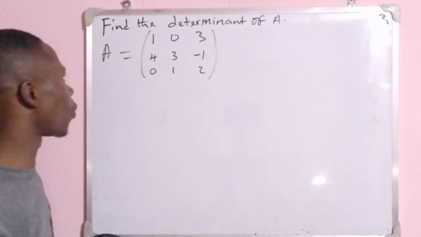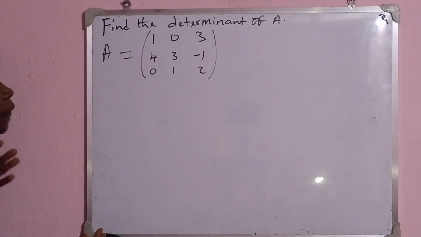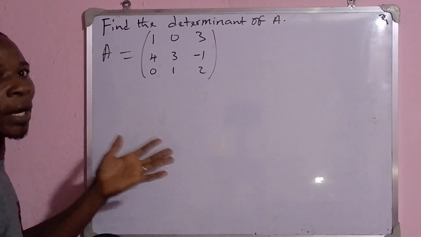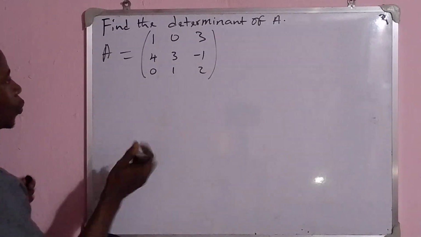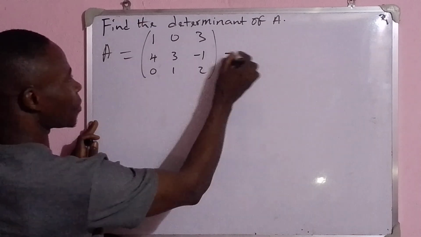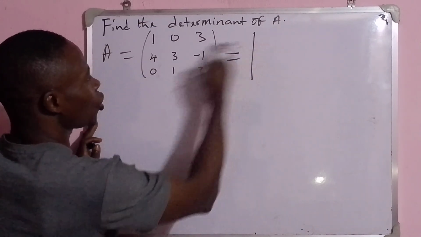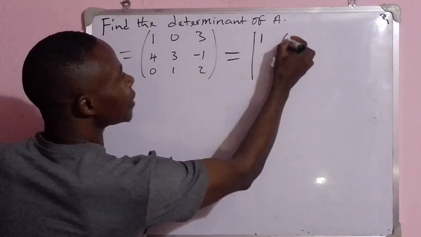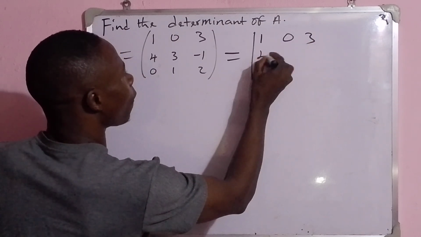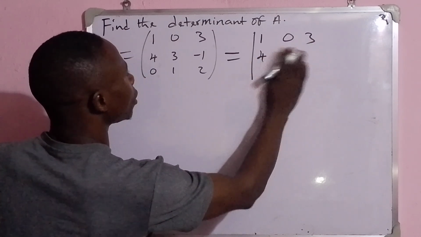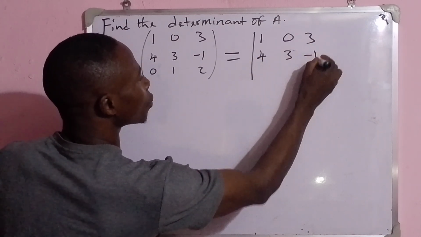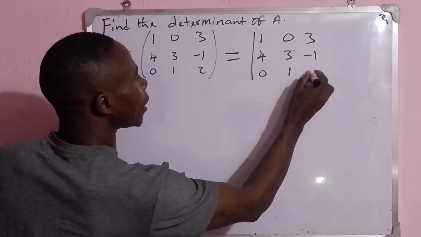A is equal to the matrix with rows [1 0 3], [4 3 -1], and [0 1 2]. So let's solve this together. What we'll do is, in standard form, this is supposed to be the same thing as we'll change this to this. So this will be 1 0 3 and 4 3 minus 1. Sorry, this is 3 minus 1, and this is 0 1 and 2.